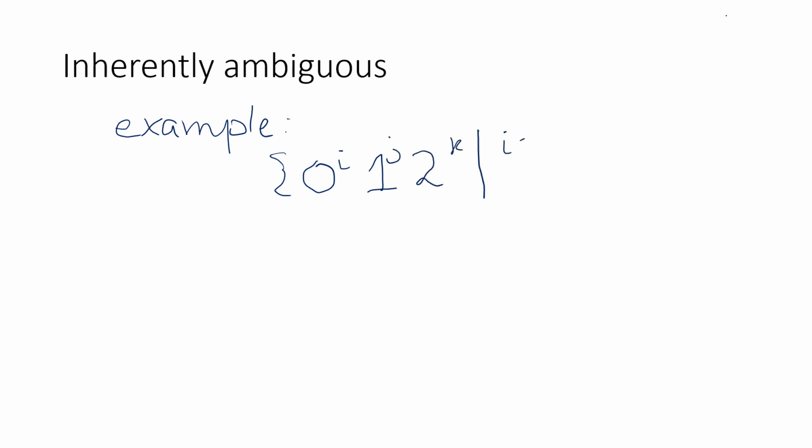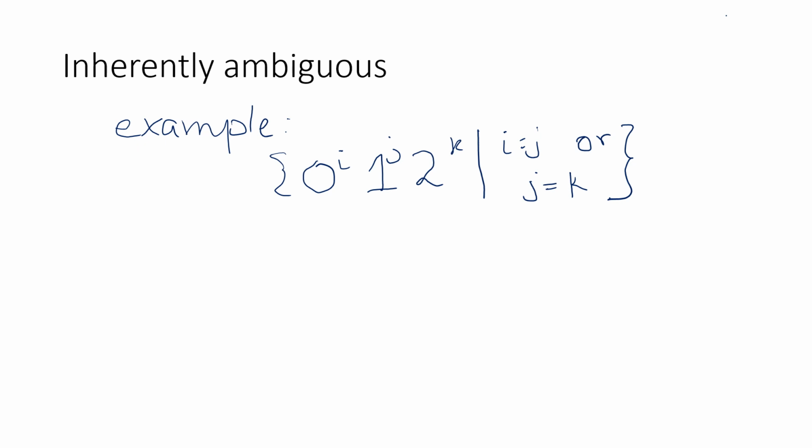When I talked about G1 and G2, those were grammars that actually produced the same language, but one was ambiguous and the other one wasn't. However, some languages are inherently ambiguous. For example, 0 to the i, 1 to the j, 2 to the k, where i is equal to j, or j is equal to k. This is a language that is inherently ambiguous.